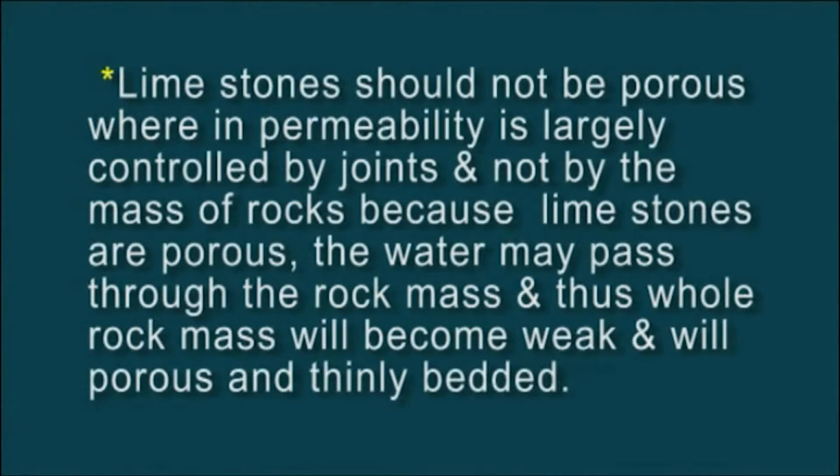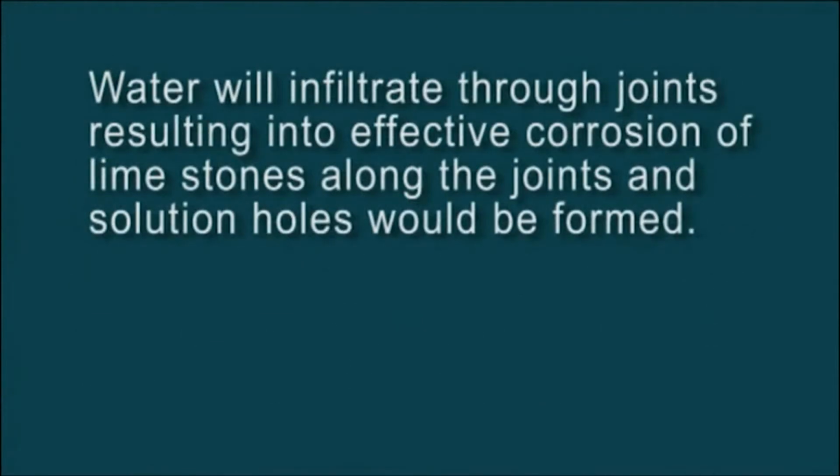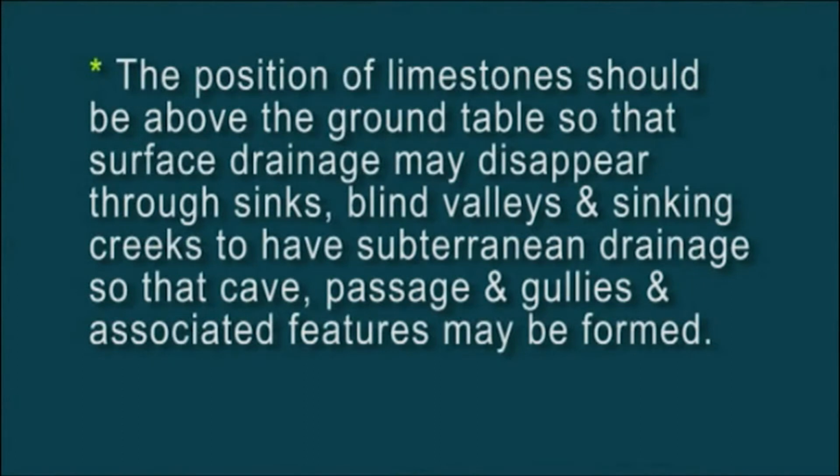the water may pass through the rock mass, and thus the whole rock mass will become weak, porous and thinly bedded. Then water will infiltrate through a joint, resulting in effective corrosion of the limestones along the joints, and solution holes would be formed. Number 3. The position of limestones should be above the ground water table to the surface. Drainage may disappear through the sinks, blind valleys and sinking creeks to have a subterranean drainage, so that the caves, passages and gullies and associated features may be formed.